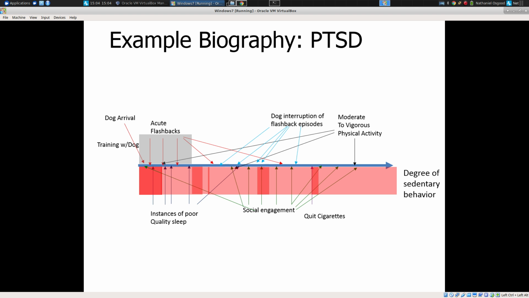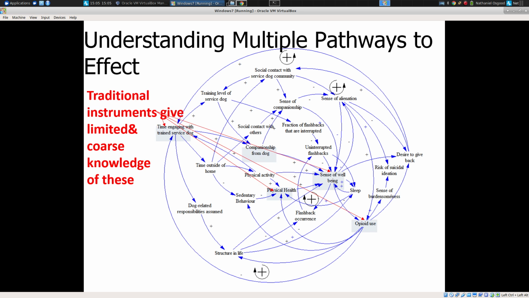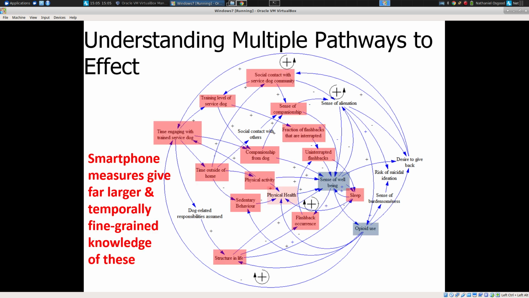And we can start to look at the patterns associated with this, much as we could look at patterns in a model. So while traditional instruments give us some sense of what's going on here, for example, how much self-report, how much companionship they've felt from the dog, or the level of physical health, sense of well-being, what we get with a smartphone-based data collection is something much more than this.